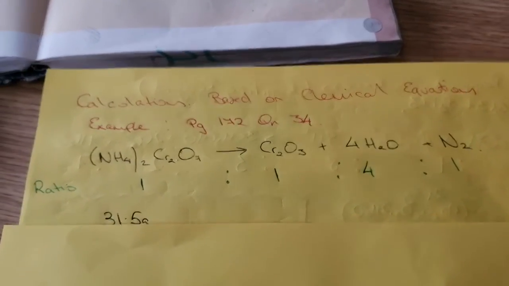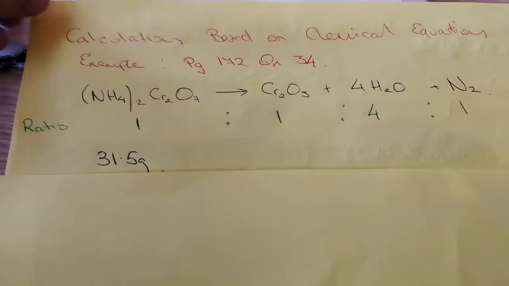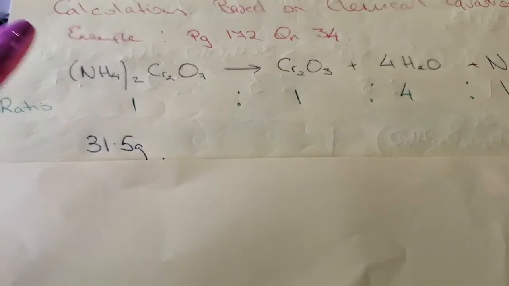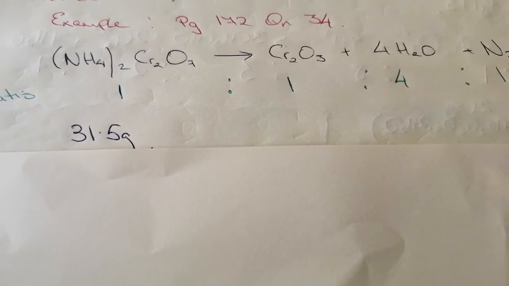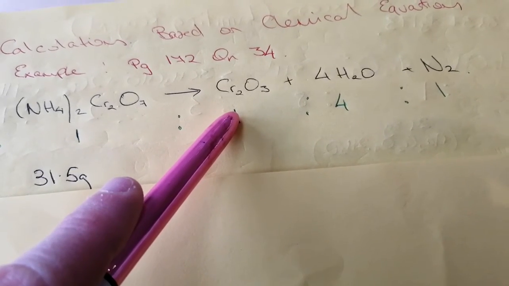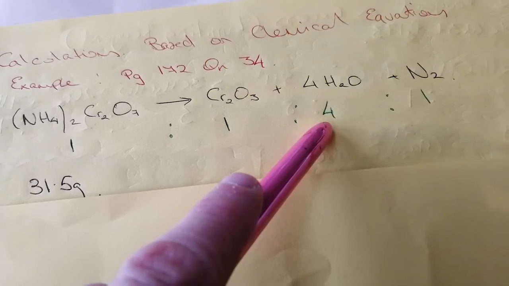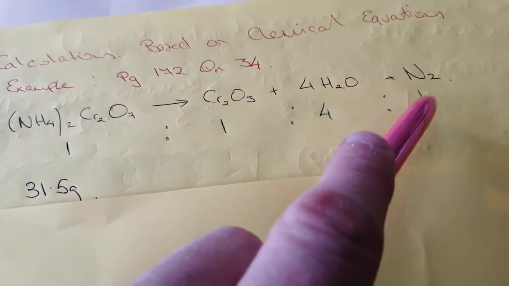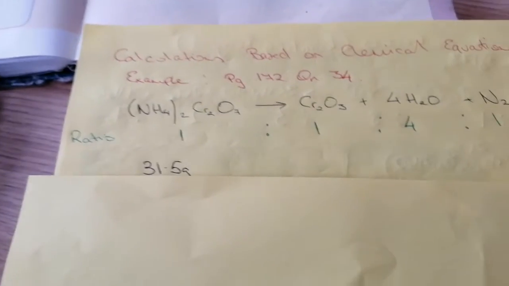Now, they tell us in the question that we have 31.5 grams of the ammonium dichromate here. Now there's 3 things they want us to do. They want to find the mass of chromium trioxide, they want us to find how many water molecules, and they want us to find the volume of nitrogen produced at STP. So they give us the grams, that's great.